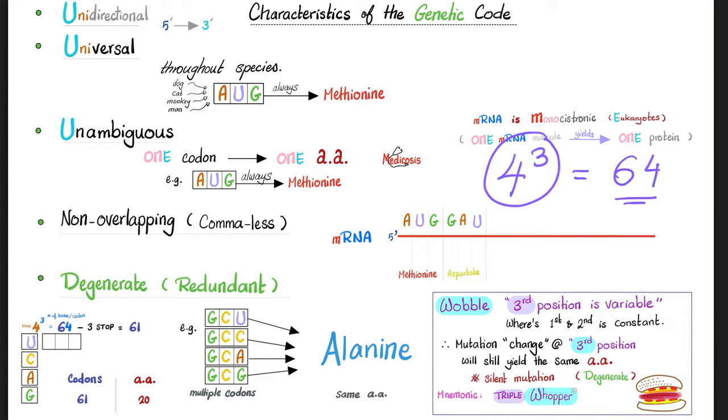Shut up, you forgot the 3 stop codons, UAA, UGA, UAG, which means 64 minus 3 stop codons, which do not code for any amino acids, equals 61. And how many amino acids does your body make? Only 20. So we have 61 codons, but only 20 amino acids, which means some amino acids will be coded for by multiple codons.